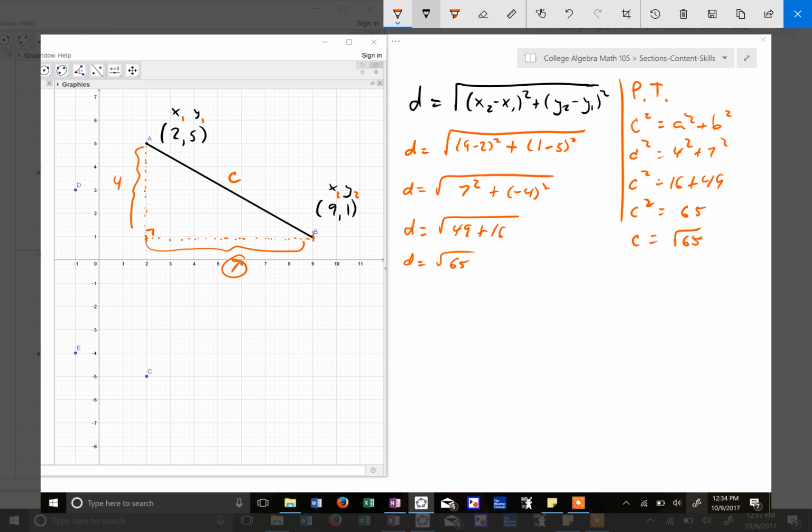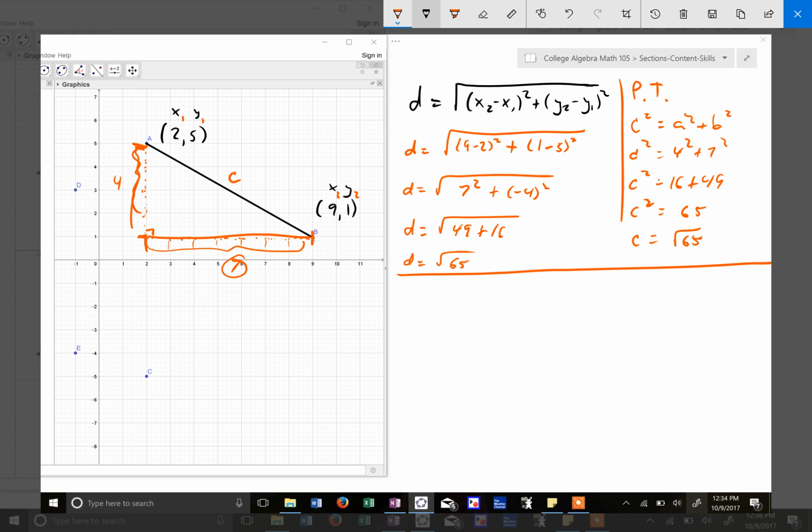Now, what I really want you to understand is the Pythagorean theorem and the distance formula are essentially the same exact thing. X2 minus x1 is this distance here. I counted 1, 2, 3, 4, 5, 6, 7, but if I took 9 minus 2, I get 7. y2 minus y1 is essentially this distance here. Once again, I counted 1, 2, 3, 4, but if I take 5, subtract 1, I get 4. And so there is a strong correlation. They are the same. That's exactly all there is to it. They are exactly the same.